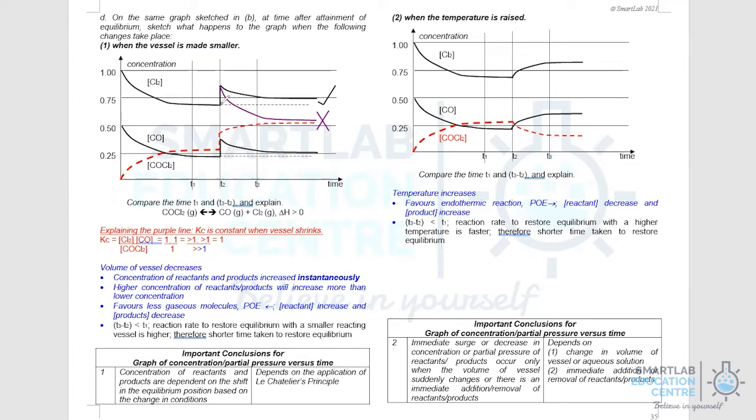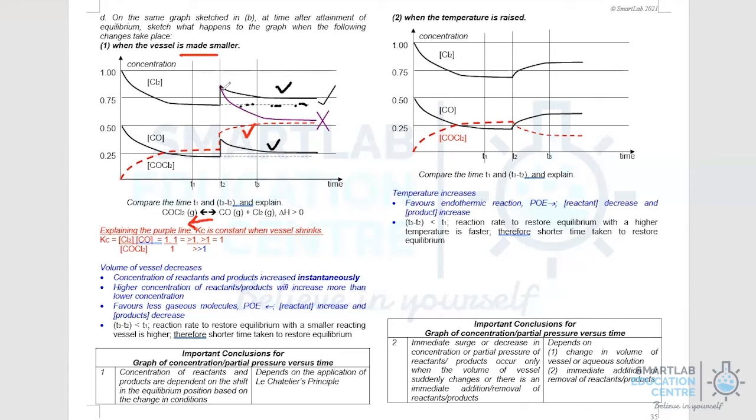Second point to note is that any instantaneous change is always with regard to the volume of the vessel increasing or decreasing. All right. So in this case, when the volume of the vessel is made smaller, clearly it favors fewer gaseous molecules, so the position of equilibrium does shift backward. If it does shift backward, then we know that your COCl2 must actually increase. That's the dotted line in red. And as far as CO and Cl2 are concerned, they will both drop. Mathematically, just take note that when it drops, it will never drop below its previous equilibrium concentration. All right. So do take note of this.